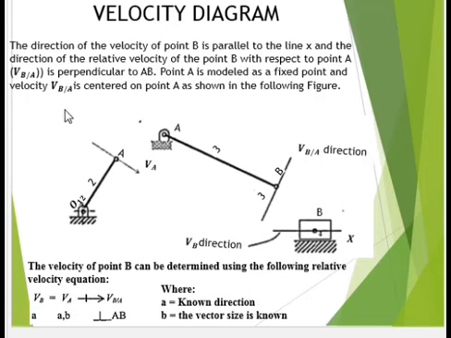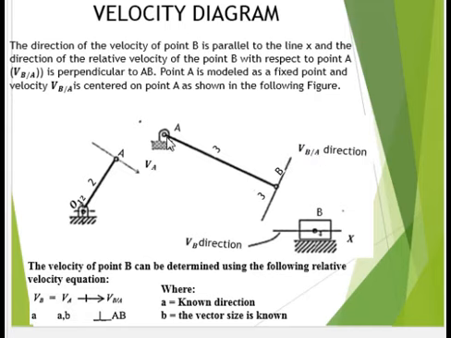After that we define the mechanism. This is a three-link mechanism. The direction of the velocity at point B is parallel to line X. Line X is for a slider crank mechanism, and the direction of the relative velocity of point B with respect to point A, or VBA, is perpendicular to AB. This is the direction of VBA, or velocity of point B relative to A.